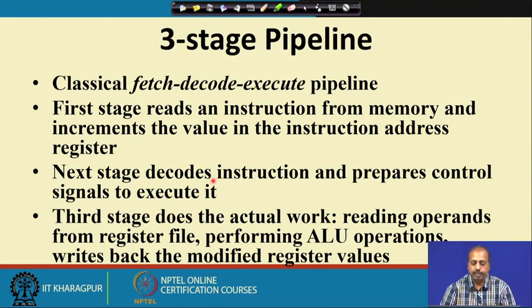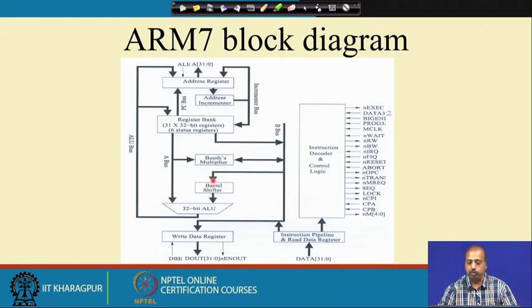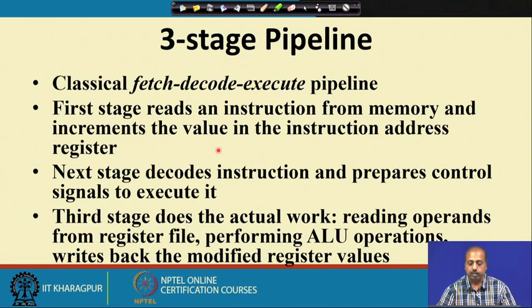The first stage is the fetch. The second stage is the decode. Decode will decode the instruction: it will understand the meaning of the opcode and prepare the control signals accordingly. If you look into this diagram, after the instruction has reached here, it goes to the instruction decoder and control logic, and it generates a number of control signals for various modules that we have here. We will explain the remaining terms later, but overall the instruction reaching here is decoded, and control signals are generated for the other modules that will do the operation. So the second stage will do this decode and prepare the control signals.